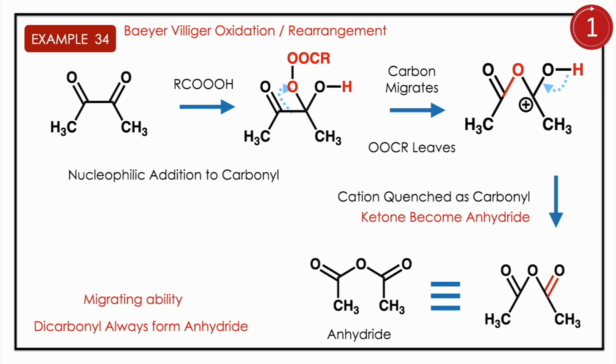The migration leads to the cation near the alcohol. Migration happened, you have carbonyl. If you read it nicely, you can clearly see anhydride. The concept you have to learn here is, in a dicarbonyl system, the product ends up always as anhydride.